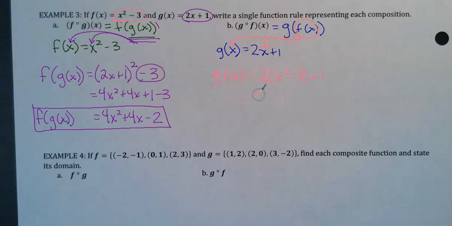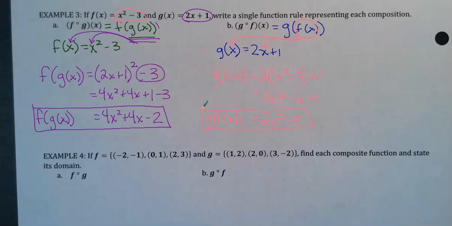All right, so then I'm going to distribute. 2 times x squared is 2x squared. 2 times negative 3 is negative 6 plus 1, which gives me 2x squared minus 5. And that is my g of f of x value. Awesome. So that is how you write it again as a single function rule.